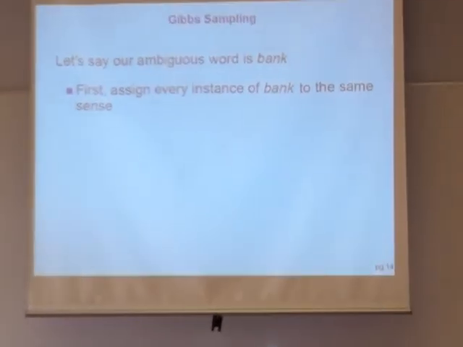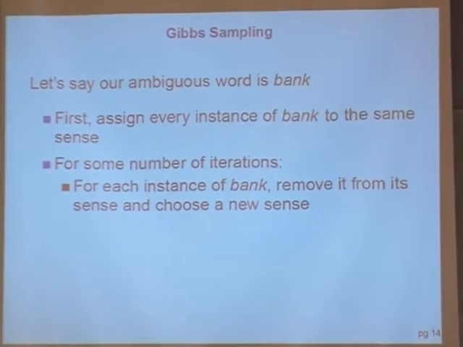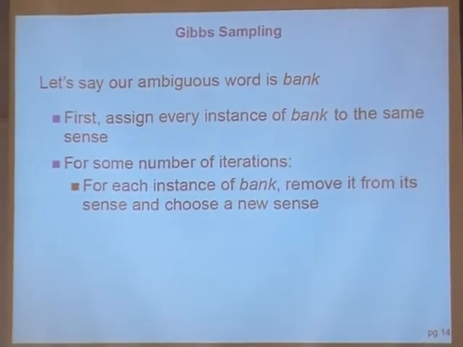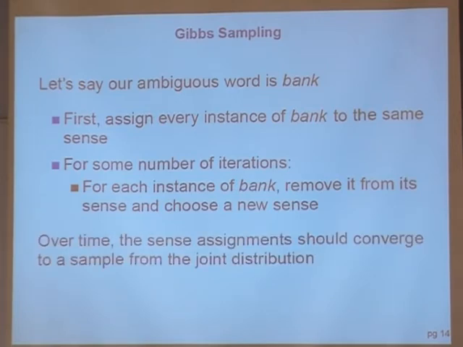So Gibbs sampling. If we still have the ambiguous word bank, first we put every instance of the word bank into one group. And then for some number of iterations, for each instance of bank, we take it out of the group and choose a new sense for it, either putting it back where it came from or in a different sense group. And over time, the sense assignment should converge to a sample from the joint distribution, and then we're done.